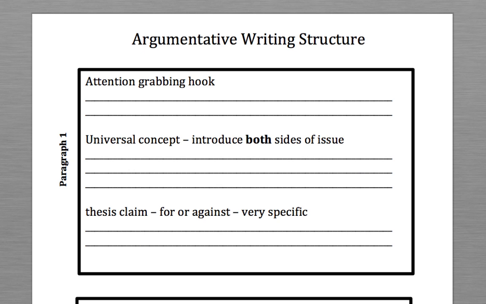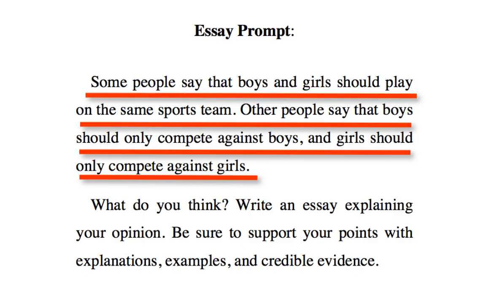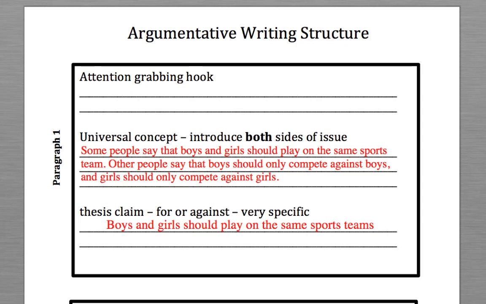An argumentative writing structure begins with a paragraph laying out the issue in the prompt and stating the claim clearly. Begin by introducing both sides of the issues. Often these words are taken from the prompt. The paragraph will end with your claim. Sometimes it's called a thesis statement.